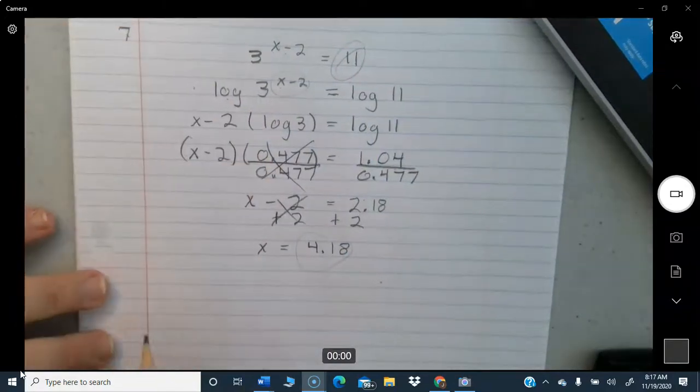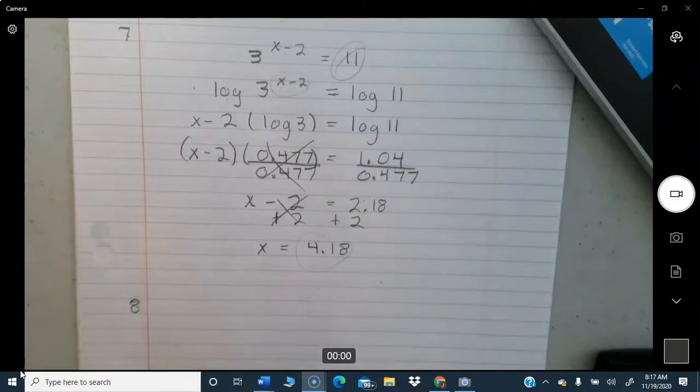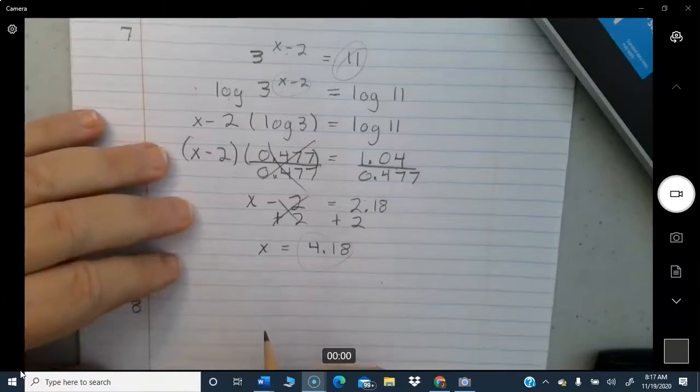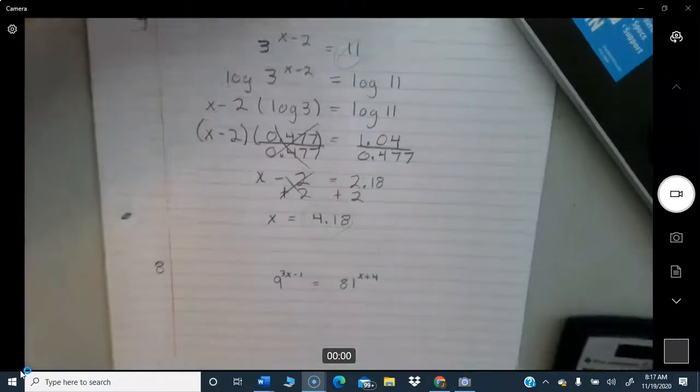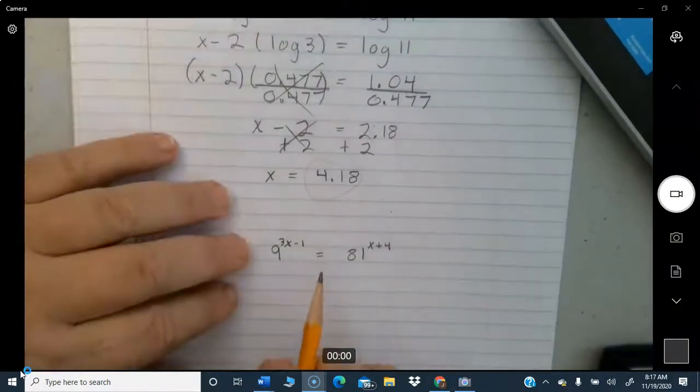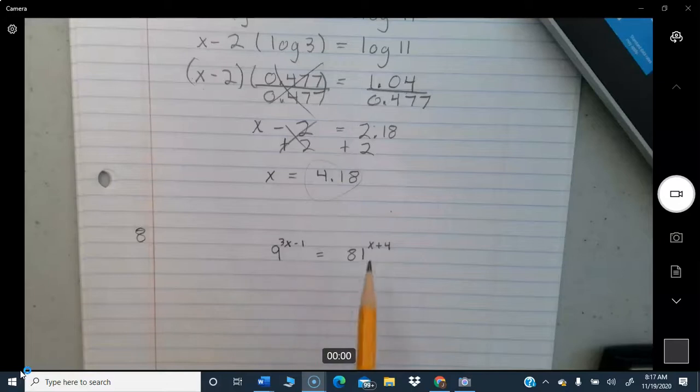All right, let's go on to number 8. And it's going to look something like this. Okay, it's going to look something like that. And again, what you want to start learning how to do is recognizing these common base situations. That 9 is a common base of 81. If it wasn't, you could see that 3 is a common base of both of them. So it's not always this number has to be a common base of that one. It could be 3, or it could be something else.